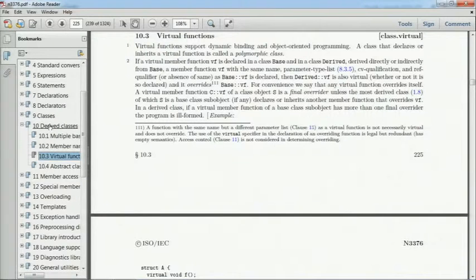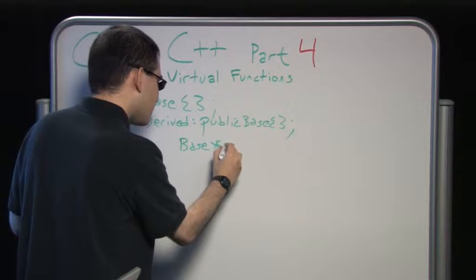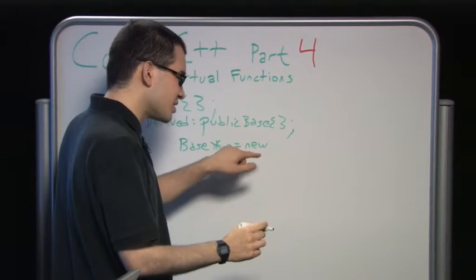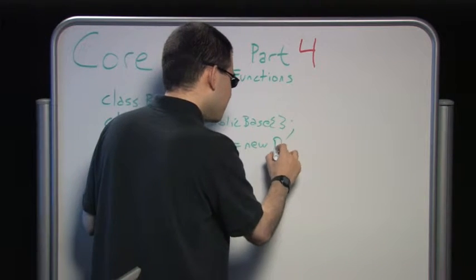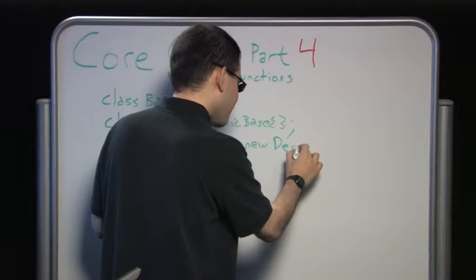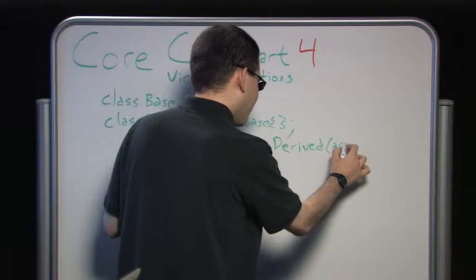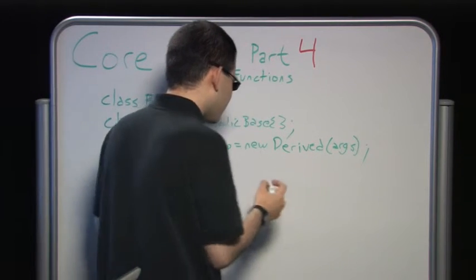When you have something like a base star p, and let's say we're going to new up a derived. Of course, I'm saying new here, so this is probably a leak. So I should be using unique_ptr or shared_ptr, but I'm just going to talk about the core language for now. And then I'm going to give it some args or maybe just default construct it, whatever.